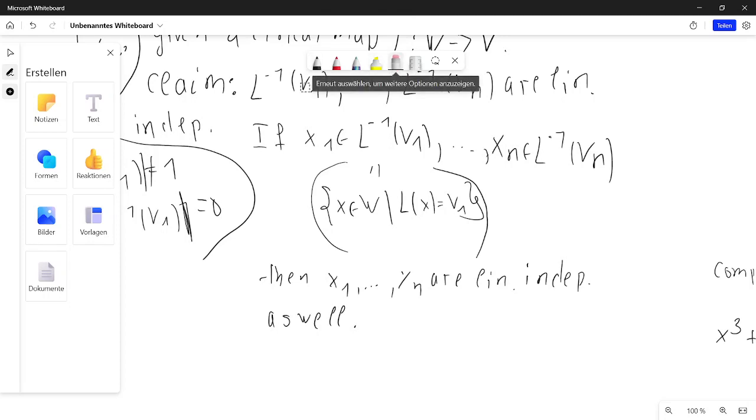And now let me erase that, because that would mean sets are linearly independent. Kind of not making much sense here.